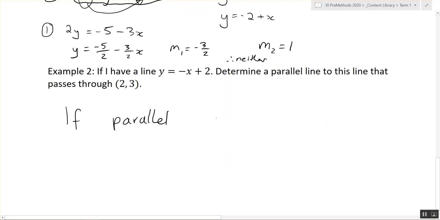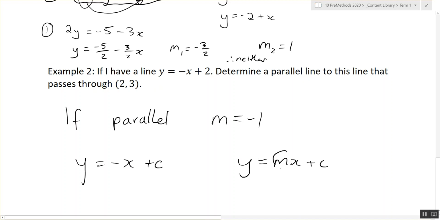Perfect. So if it's parallel, the M value is -1, yes? Yes. So we know the gradient. So we can put it as this, but do we know the C? So we just leave it as C. Okay? Remember, this is called the general form. Do you remember this one? Yeah? I know the m value.